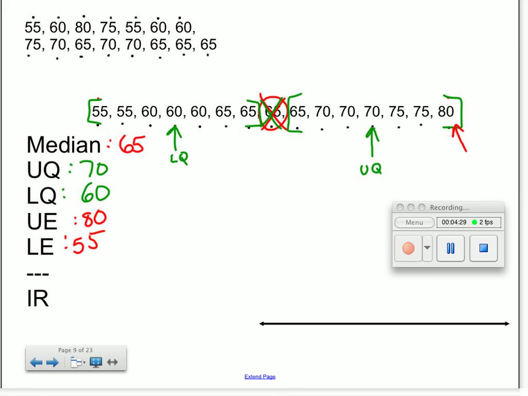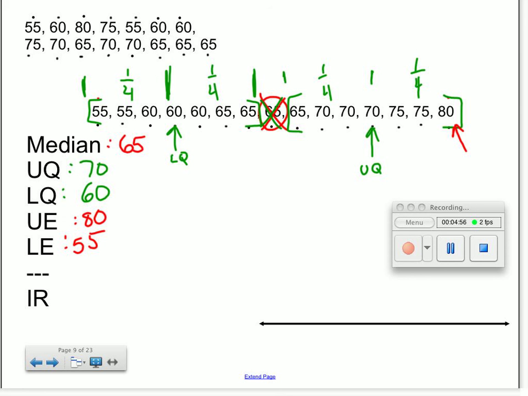Again, what you just did is you found a fourth of your data is from here to here. Another fourth of your data is from this to here. Another fourth of your data is from here to here, and then here's your other fourth. So you split a long list of numbers into 4 sections. That's why you're finding quartiles.